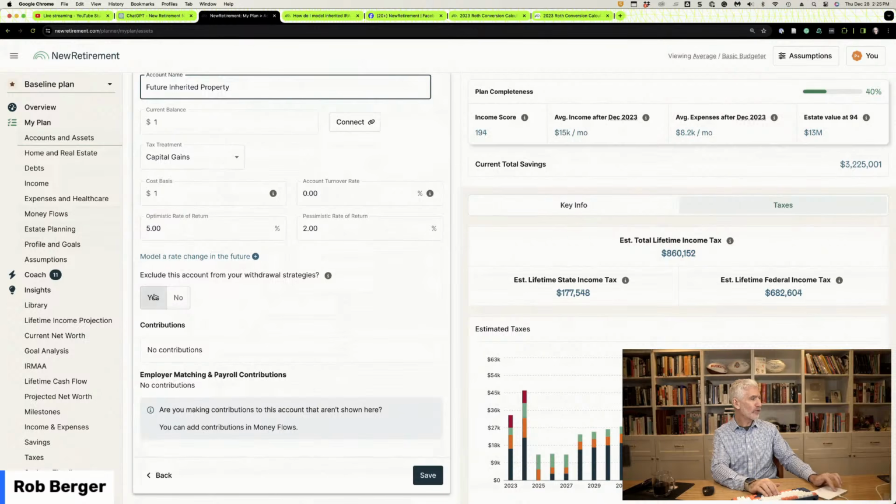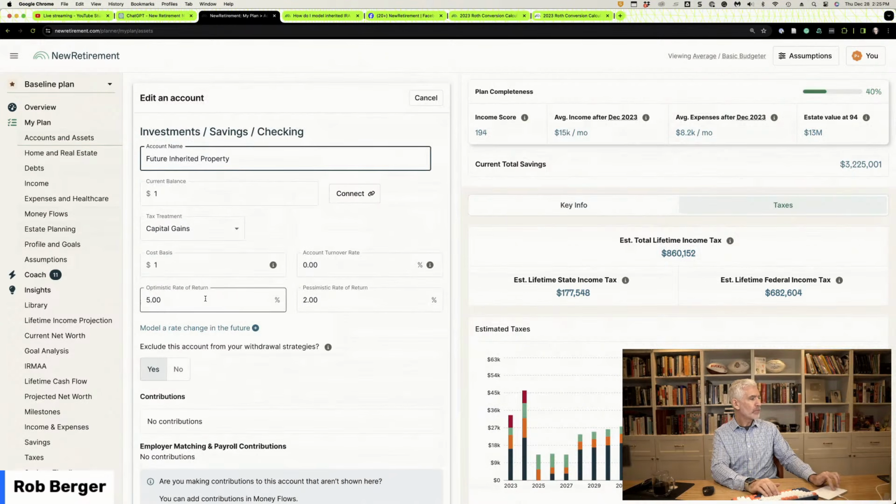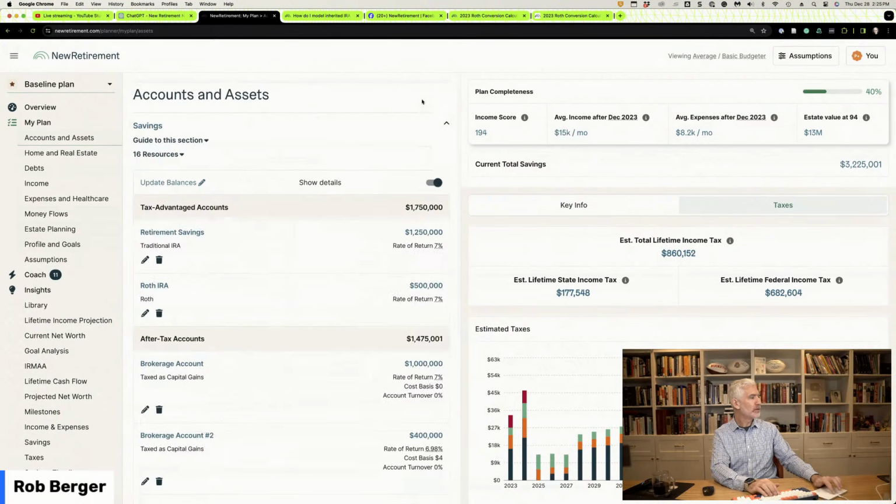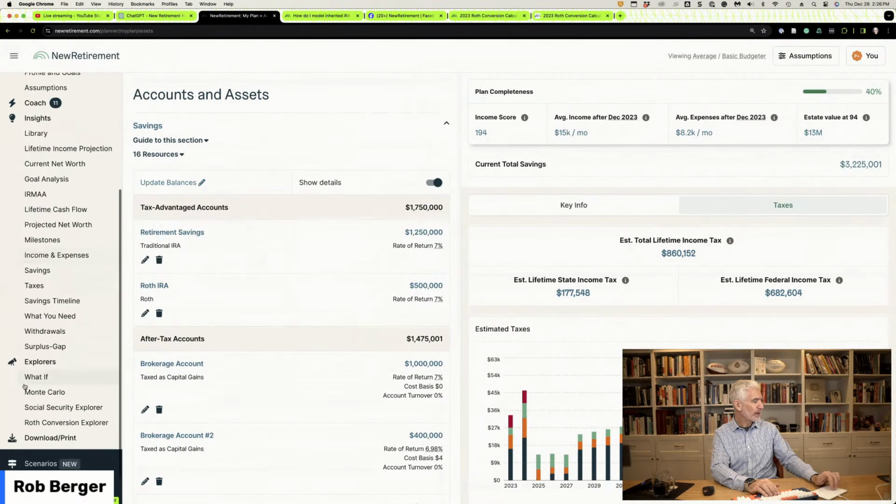You've excluded it from withdrawals. You could put in an optimistic and pessimistic rate of return. You could put the cost basis in. I'd probably wait until it happens. You'll know the value then for sure. Account turnover should be 0. So this might work. That might be a way to do it.